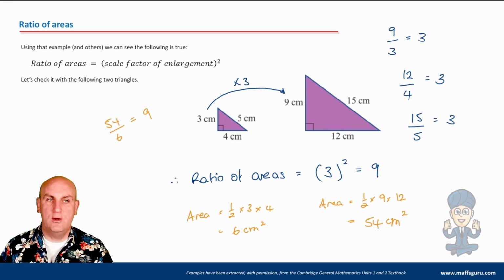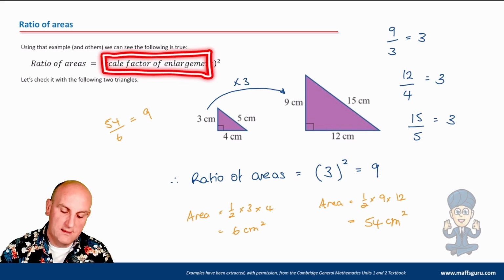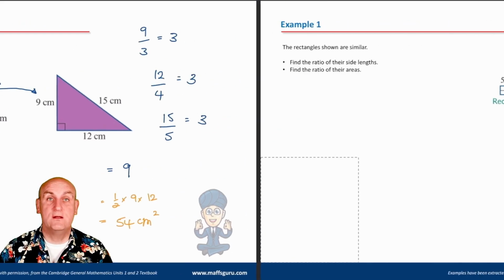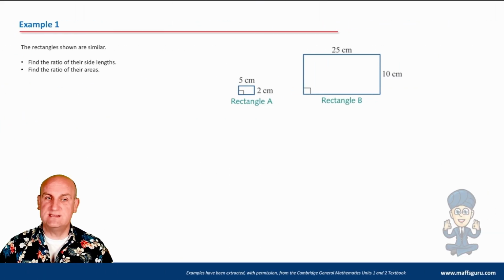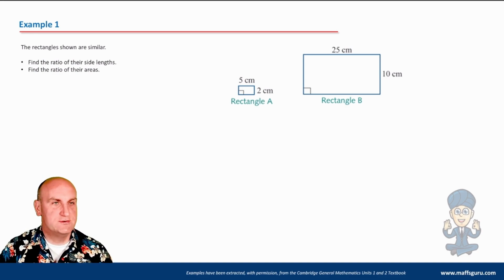But there we go. So to make things easier for ourselves, if I know the scale factor of enlargement, I can square it, and that will give me the ratio of my areas, which actually I could go on and use. So here's some examples from the Cambridge Maths textbook. Thank you very much, Cambridge, for letting me use your examples.